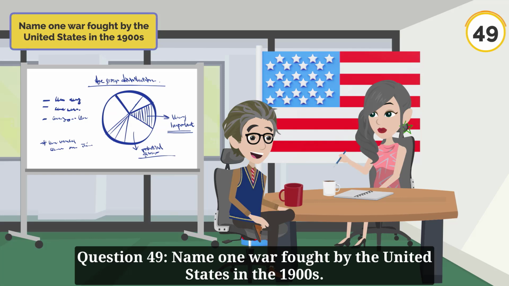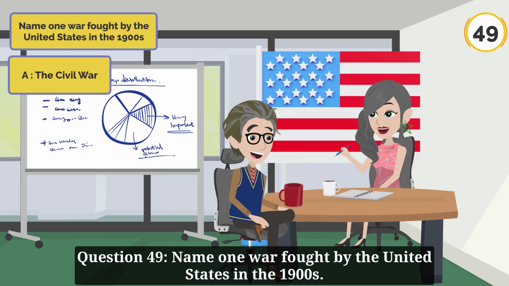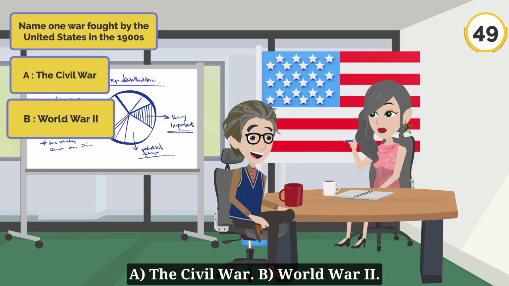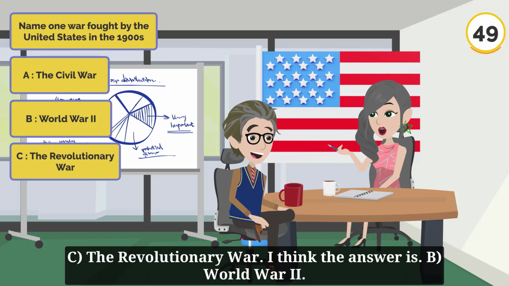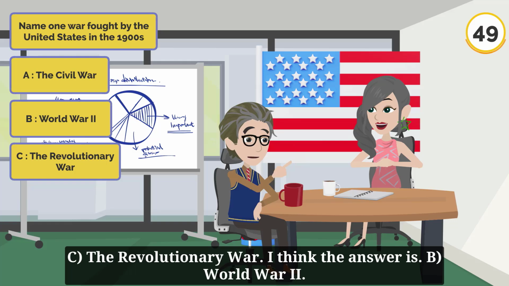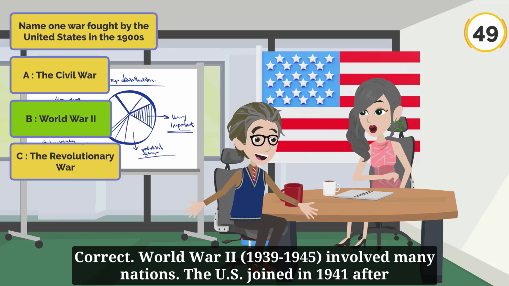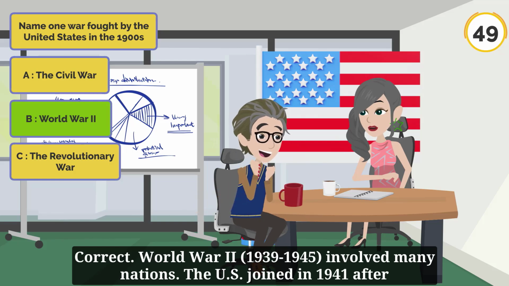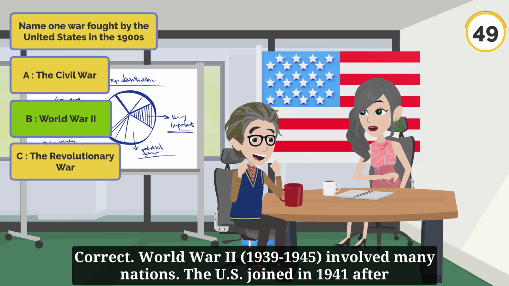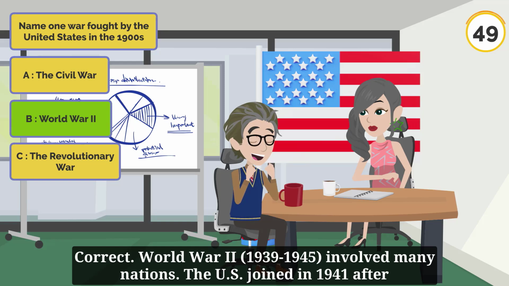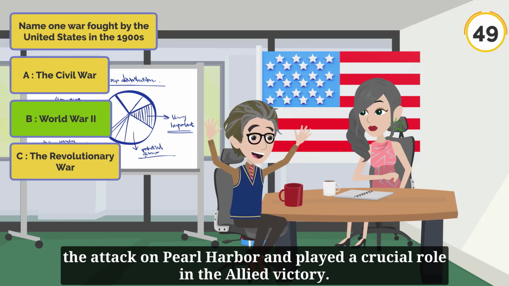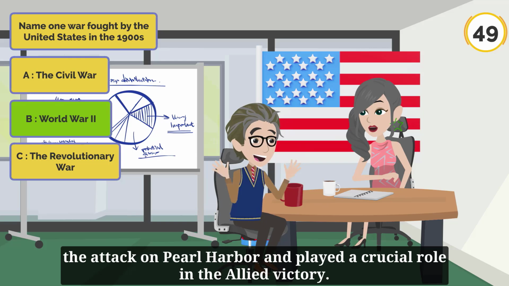Question 49. Name one war fought by the United States in the 1900s. A. The Civil War. B. World War II. C. The Revolutionary War. I think the answer is B. World War II. Correct. World War II, 1939 to 1945, involved many nations. The U.S. joined in 1941 after the attack on Pearl Harbor and played a crucial role in the Allied victory.